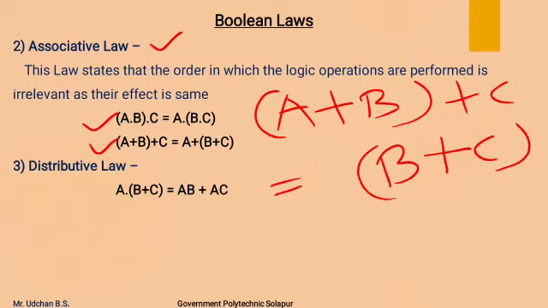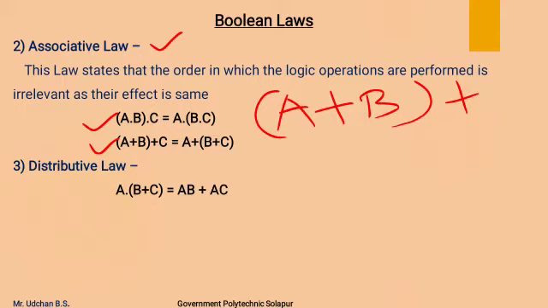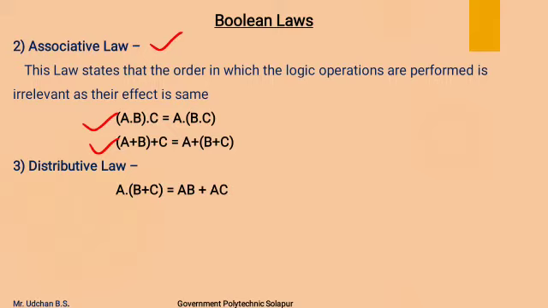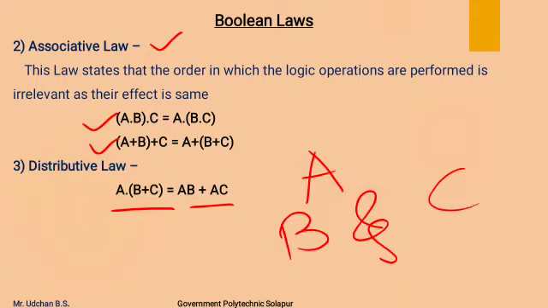Now the next law is the distributive law. In this, a into (b plus c) is equivalent to ab plus ac. That is, the variable a is distributed over b and c, like this.